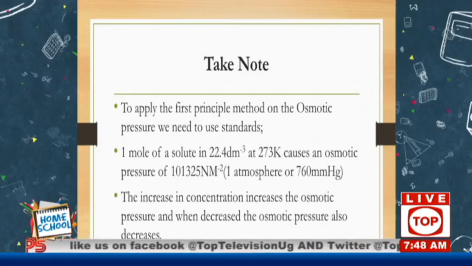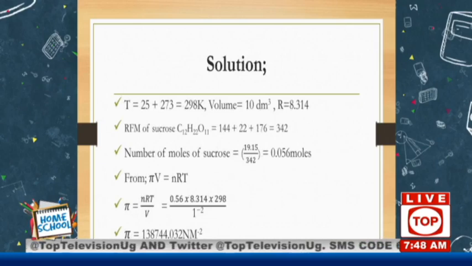So let's go back to the slide of the calculation. That one. Once you have all the values, you just substitute. I have said 10 decimeter cubed, you convert it into meters. You get 10 power -2. Okay? Then you substitute, you get the value, which is 138744.032 Newton per meter cubed.